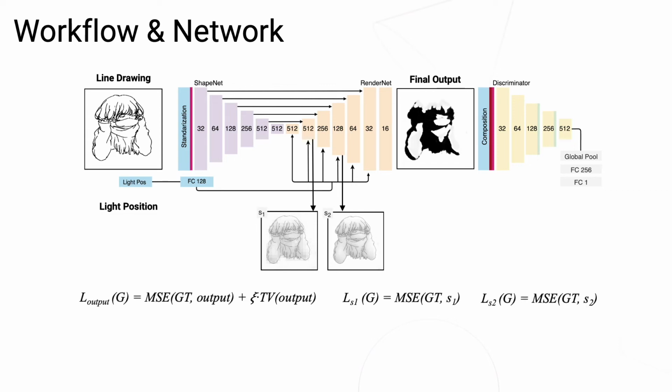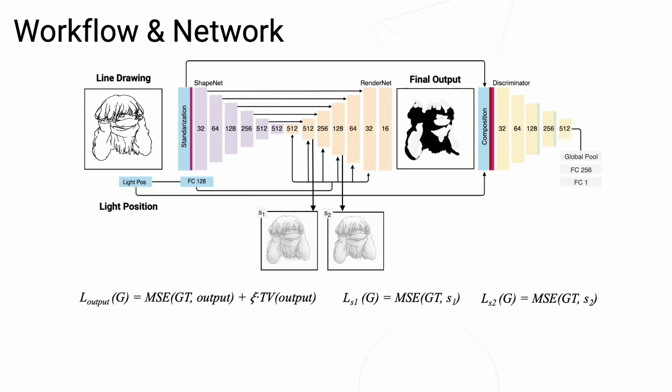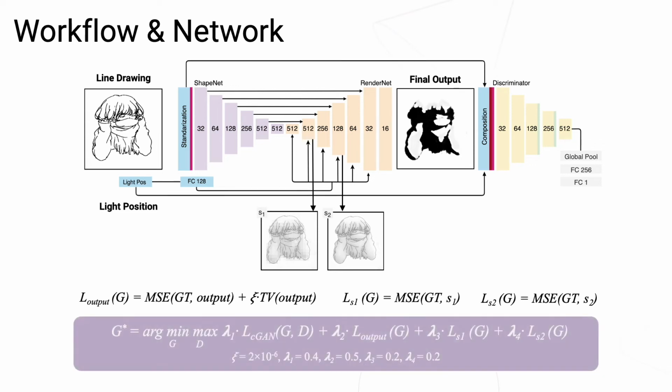The final outputs, S1 and S2 from the generator, are penalized by mean square error losses. We add a total variation term in the final output loss to encourage smooth shadow boundaries. The input of the discriminator is the composition of shadow and line drawing, and the lighting direction. The final objective is the sum of the GAN loss and the loss of outputs S1 and S2.